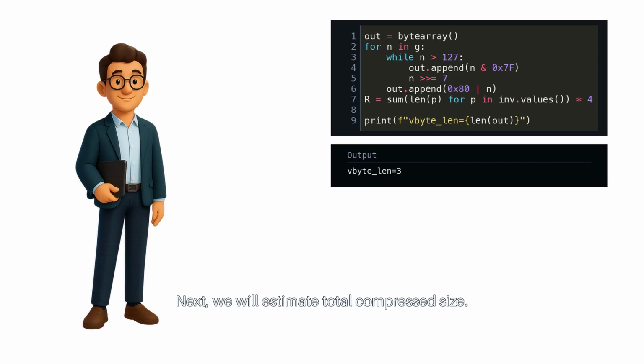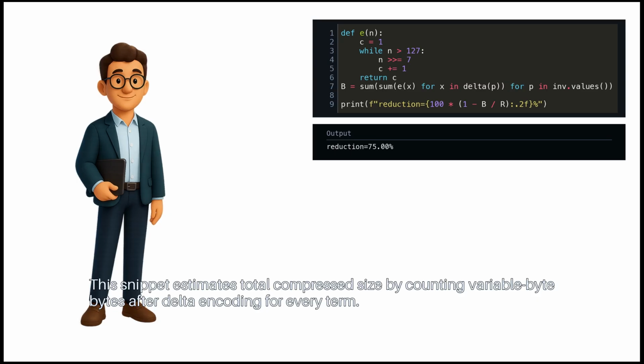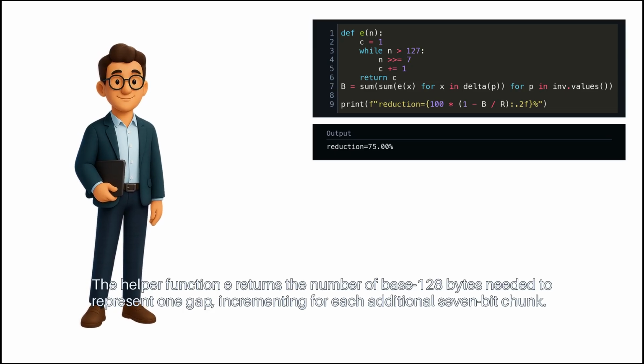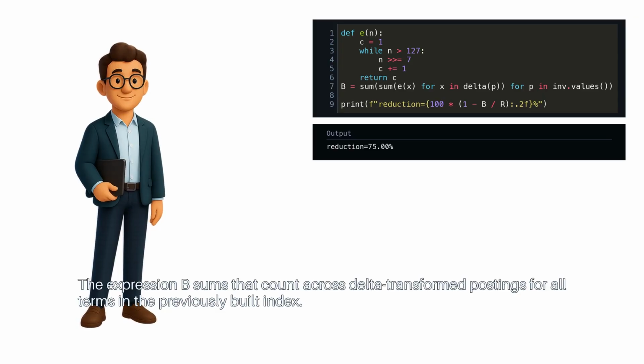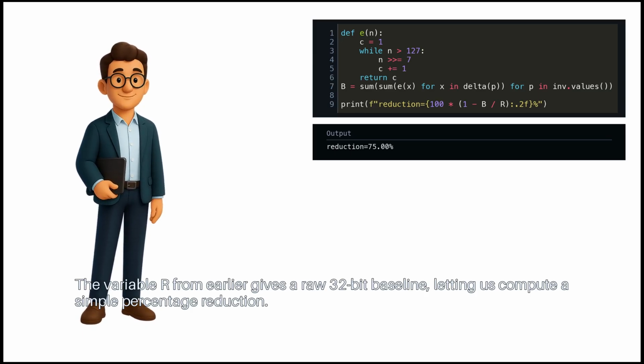Next, we will estimate total compressed size. This snippet estimates total compressed size by counting variable-byte bytes after delta encoding for every term. The helper function E returns the number of base 128 bytes needed to represent one gap, incrementing for each additional 7-bit chunk. The expression B sums that count across delta transformed postings for all terms in the previously built index. The variable R from earlier gives a raw 32-bit baseline, letting us compute a simple percentage reduction.